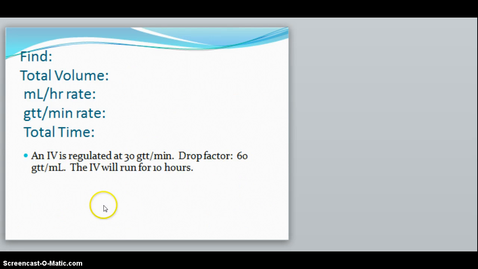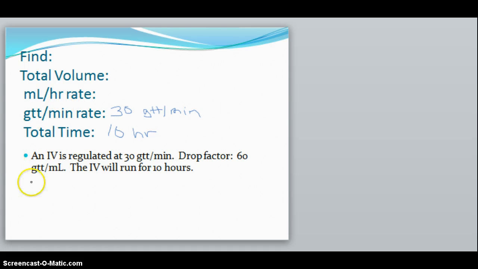And for this example, again, we'll just start with the pieces that we know. So I'm looking to fill in any information that's in the problem. The IV is regulated at 30 drops per minute, so that means I know my drop per minute rate. Drop factor is 60 drops per milliliter. The IV will run for 10 hours. So again, I know a piece of information, total time. I don't know the volume, and I can't calculate the milliliter per hour rate until I know the volume.